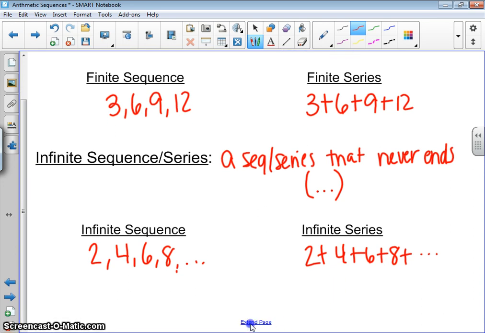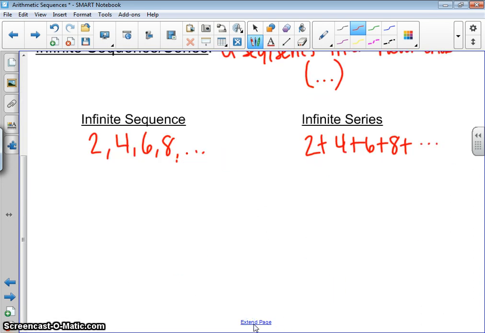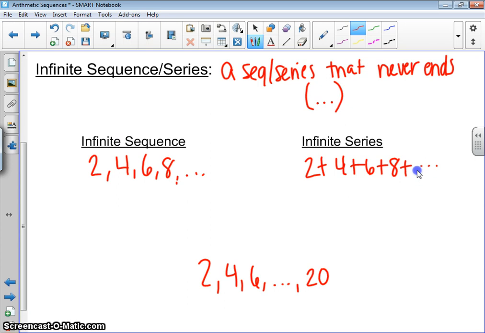Now, this is not to be confused with something like 2, 4, 6, ... and then it doesn't end at 8, because that would be the next term. Let's say that it would end at 20. If an ellipsis is in the middle of two numbers, this would not be infinite. It just represents that there are numbers between 6 and 20 that follow the same pattern until I get up to 20. So the ellipsis has to come at the end if it's going to be infinite.